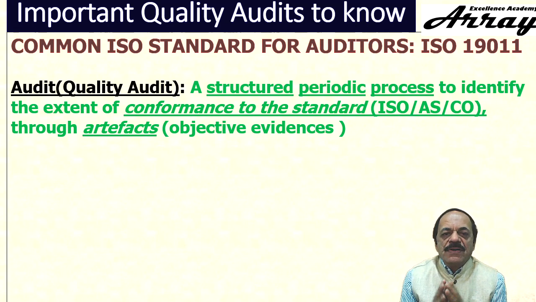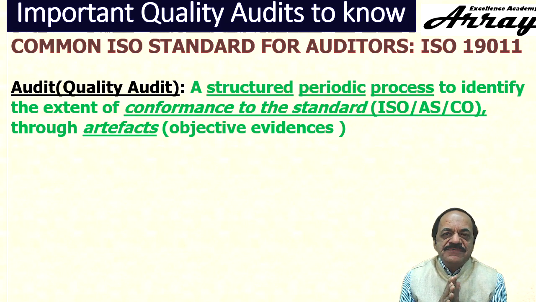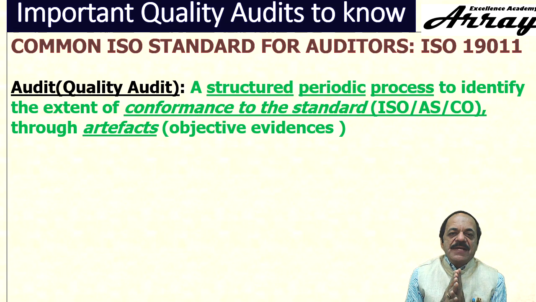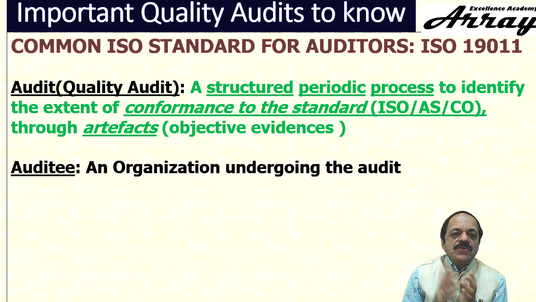And through objective evidences. There should be objective evidence during the closing meeting to present, this is the particular case, and that is why I am making this observation. Now, conformance to the standard is verified, not non-conformance, because many people go with a policing mind, which is not correct. It is not to find fault, it is to see the extent of implementation and then give the suggestions for improvement. Who is an auditor?